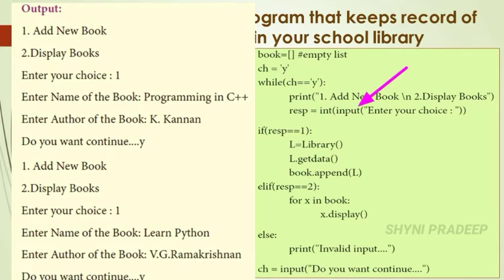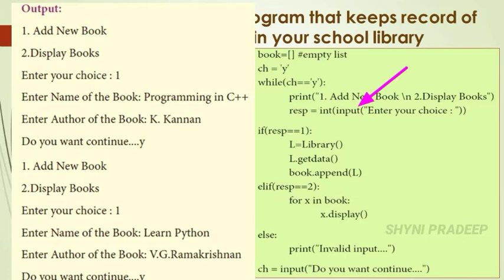After that, resp is equal to input, enter your choice. You have to enter your choice from the keyboard. Okay. You can enter any choice, either 1 or 2. If you enter 1, you can add a new book to the library. If you enter 2, the books will be displayed on the screen. So you can enter any choice, either 1 or 2. Now you are entering 1.